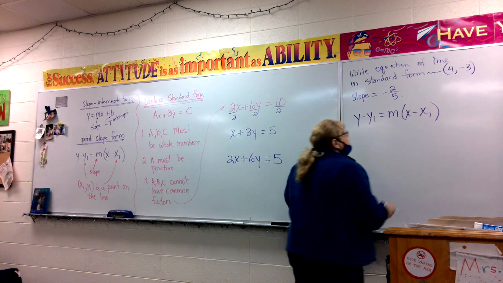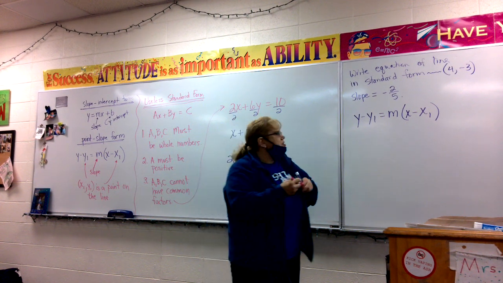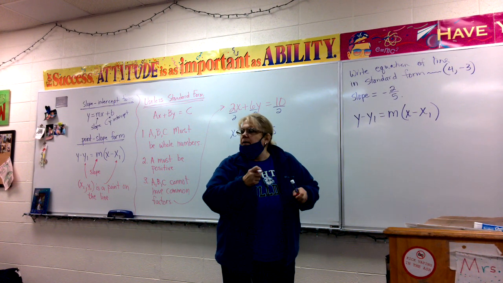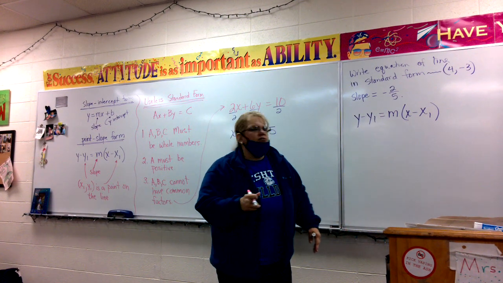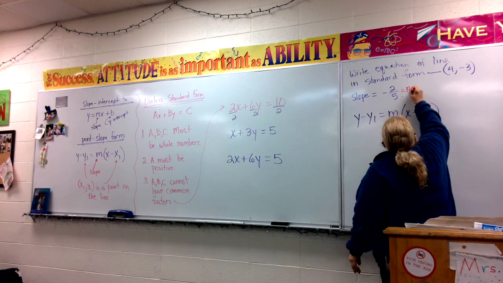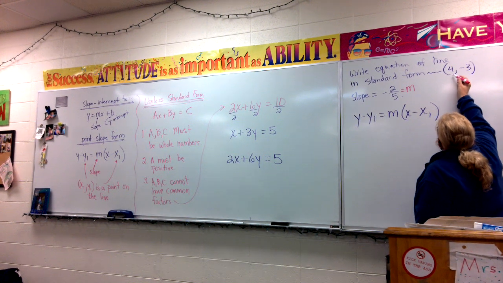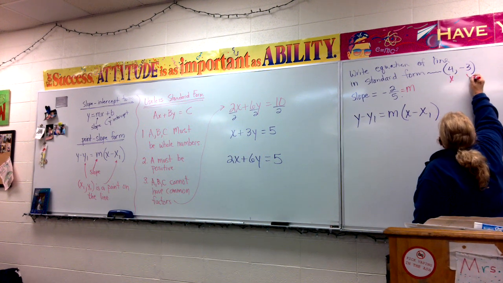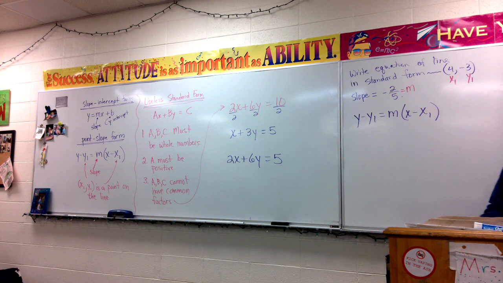You know what? Too many of the Algebra 2 students just try to start plugging numbers in. They don't write anything down. They just try to write the answer right off the bat. I wouldn't do that. I would write down m equals -2/5. Here's my point. This is x, this is y. That's your x1 and y1.